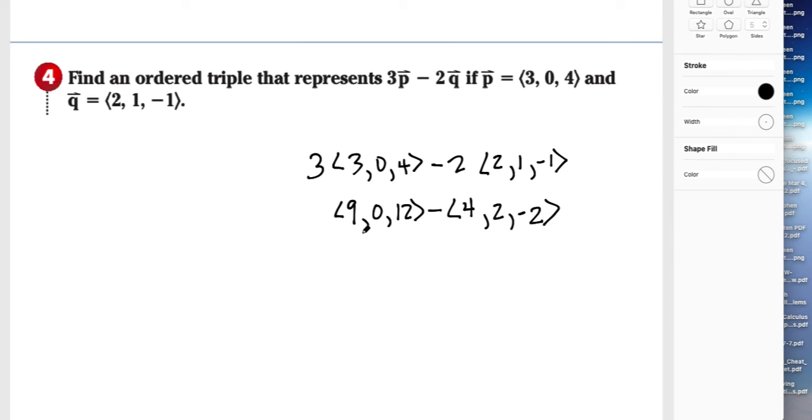And now I'm going to do the subtraction, and here's what our final answer is going to be. So 3 times vector p minus 2 times vector q can be written as this ordered triple: 9 minus 4 is 5, 0 minus 2 is negative 2, and finally 12 minus negative 2 is a positive 14.